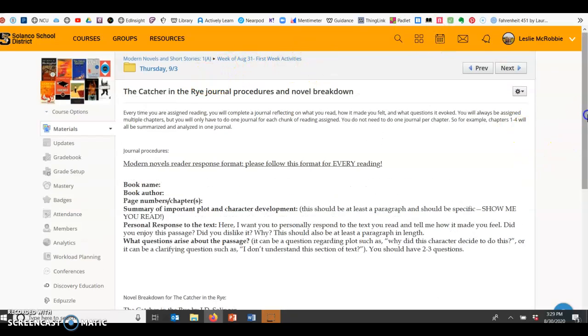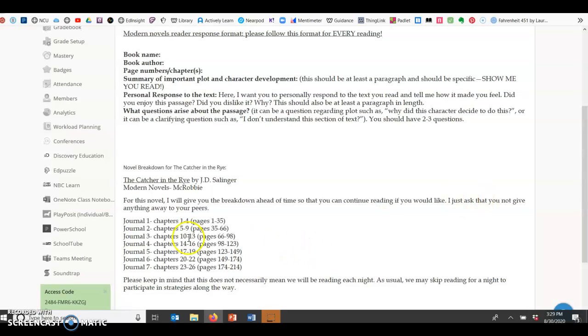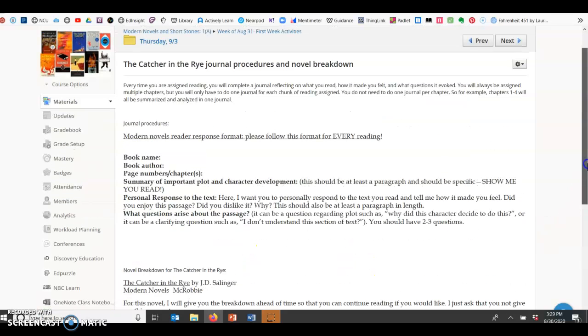And if you decide you wanna read in advance, you can. That's why I give this out, because most kids wanna read ahead. That's fine, just don't spoil anything. You know the rule. And that's it. This is what you're gonna be doing when we journal, and that's gonna be the majority of your grades in this class, because we do read so much and the journaling is very important.